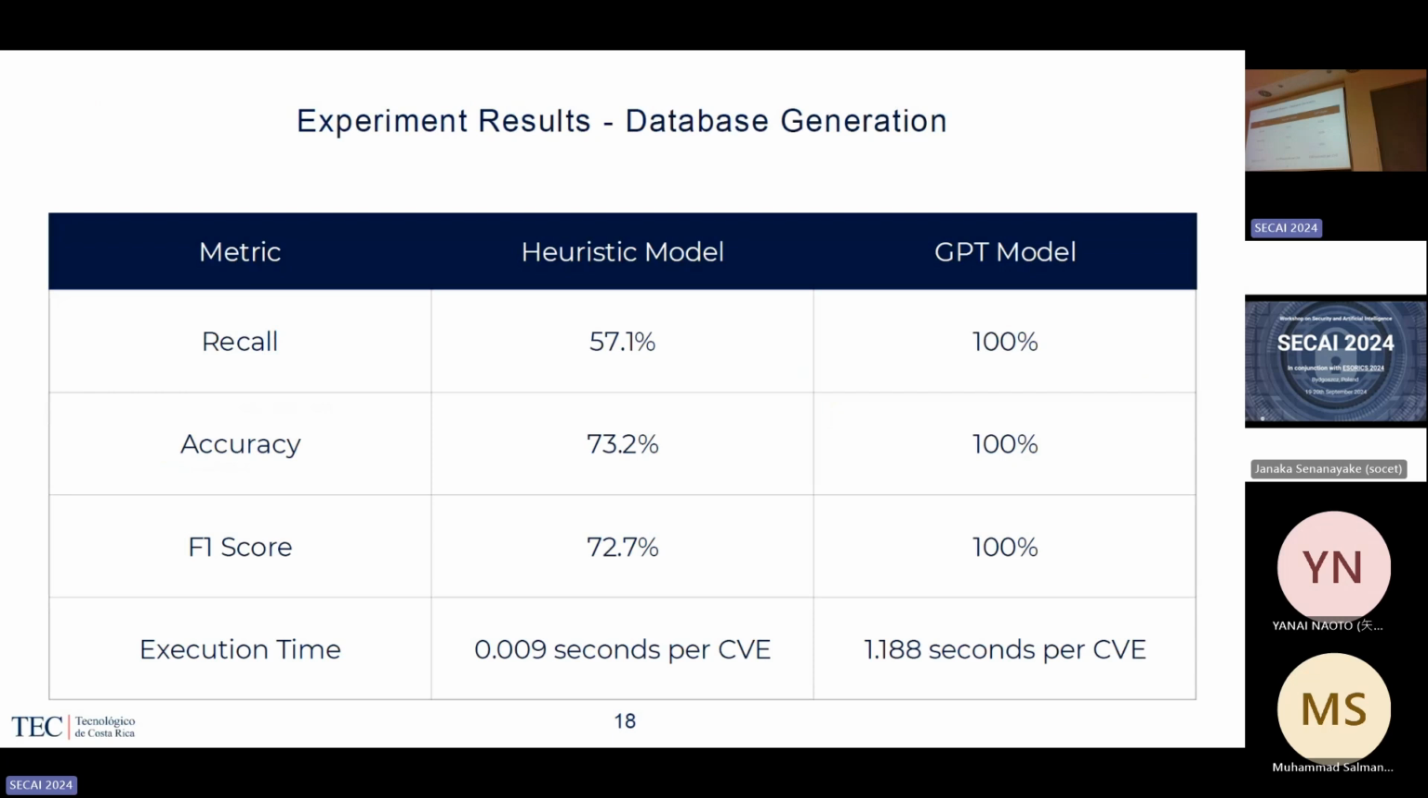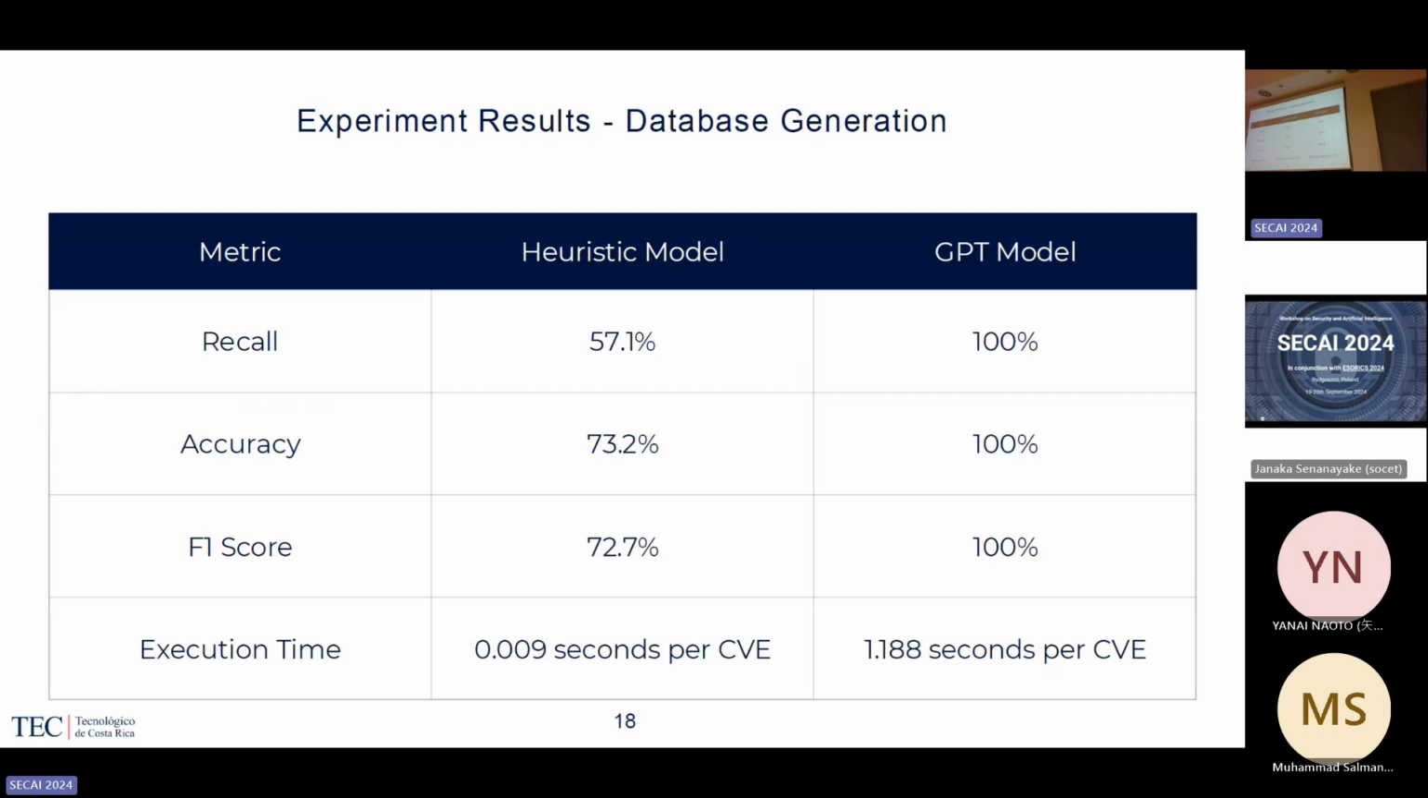These are the results from this experiment. Basically, the GPT model was able to extract at least one signature for every one of the CVEs that we tested. Against the heuristic model, that was not the case. In basically half the cases, 43.9%, it wasn't able to get that right. And also in accuracy, I have one score where the GPT model performed better than the heuristic model.